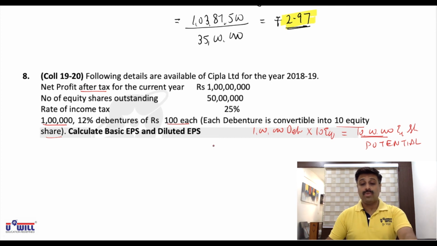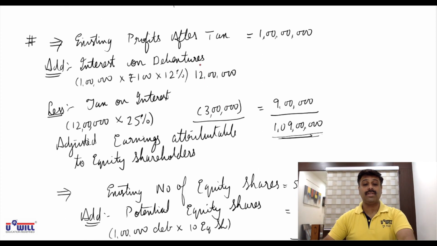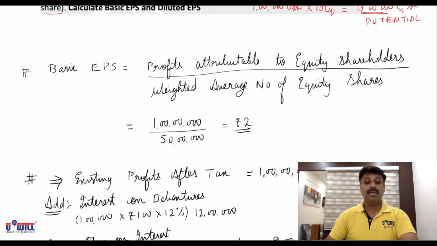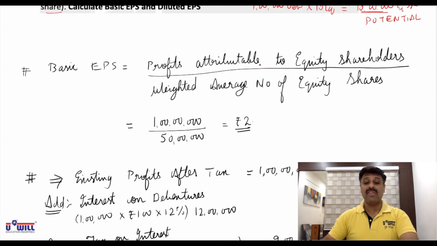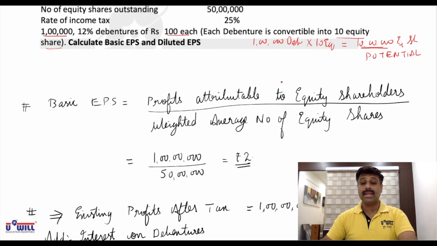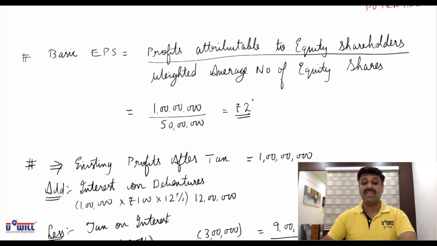All of you try the question on your own. Pause the video and try the question on your own, and then you'll find the solution in front of you. Check your answers, everyone. Basic EPS is equal to profits attributable divided by gains, that is existing 1 crore divided by 50 lakhs, 2 rupees.